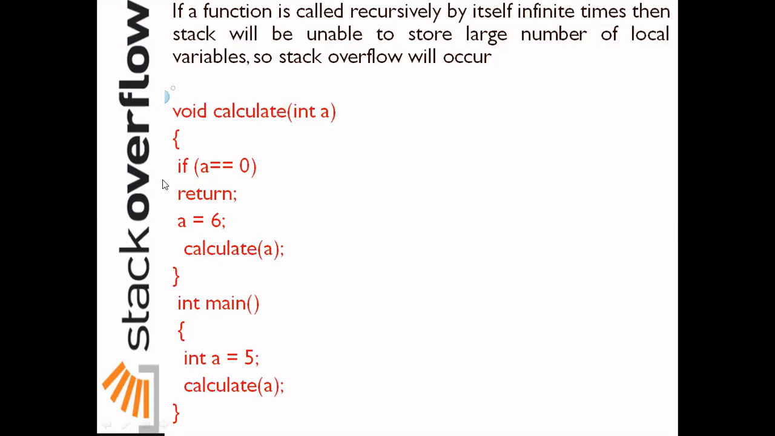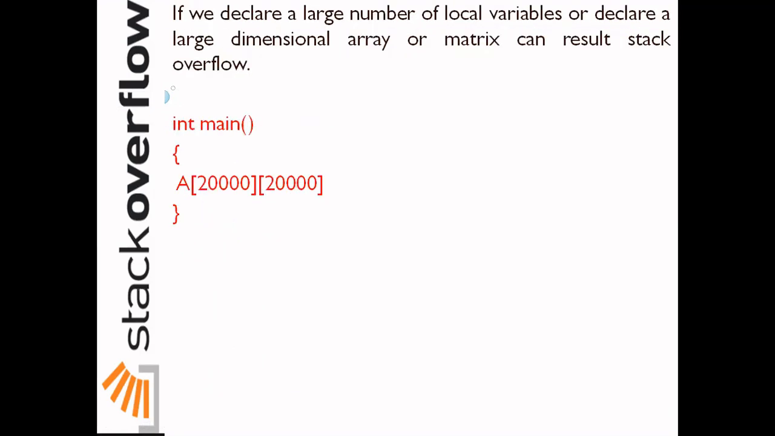A function calls itself infinite times. So what will happen is, here a will go to this function. Once again it will check whether a is not equal to 6. Once again it will go to calculate a. So this function will continuously run. That is called infinite times. So the local variables will go and be stored in the stack memory, and a stack overflow will occur.